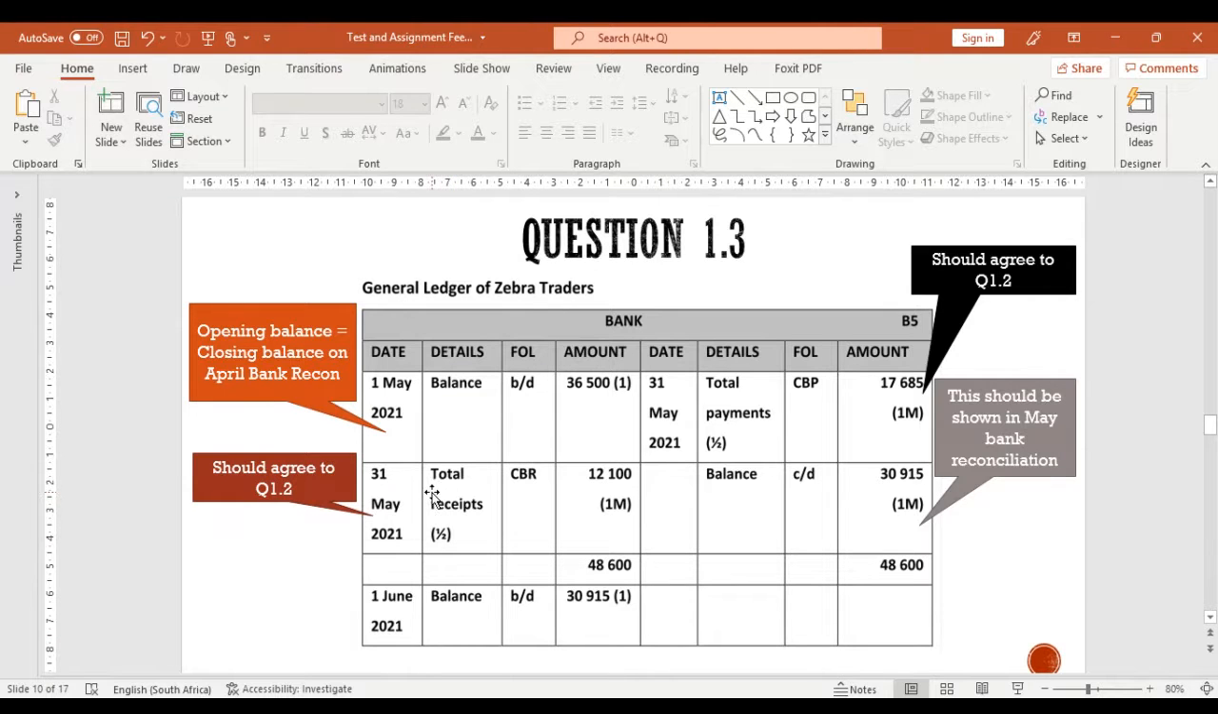You would have received half a mark if you wrote your total receipts as well as the correct folio number. So it's a cash book receipt or a cash book payment. If you left out that information, you would have lost that half a mark.